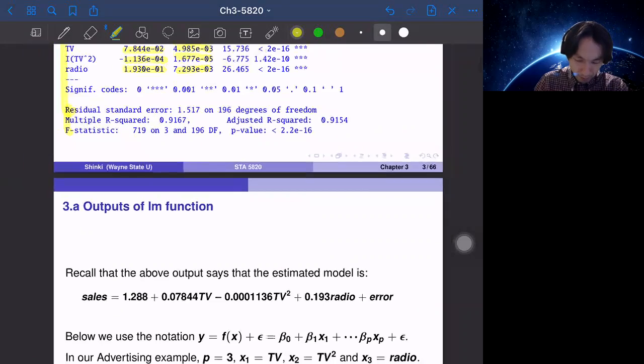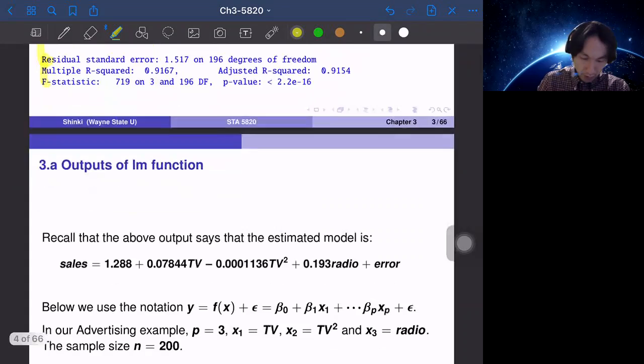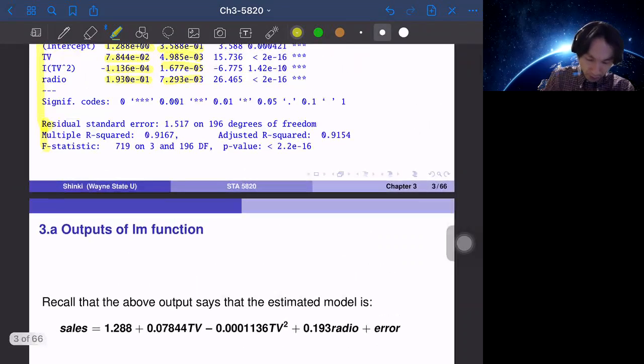So sales, maybe a little small. Okay, so this output means sales is equal to 1.288, so that is here in the previous page, plus 0.07844 times TV. So that is here. And minus 0.0001137 times the square of TV. That is here. This is negative 1.1136 times 10 to the power negative 4, so that is 0.0001136. Then the radio, 1.93, okay, here.